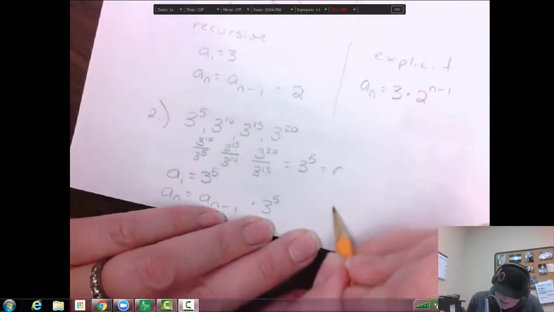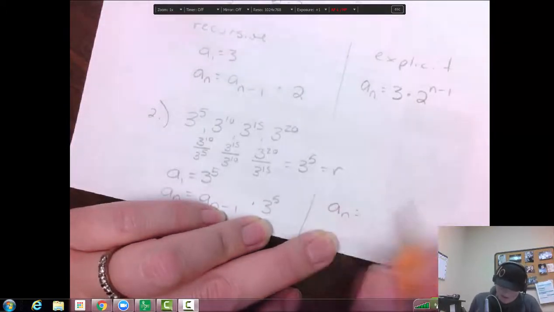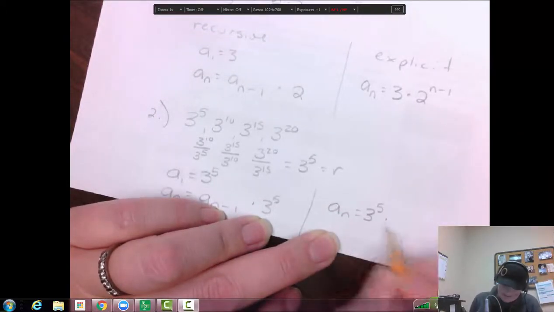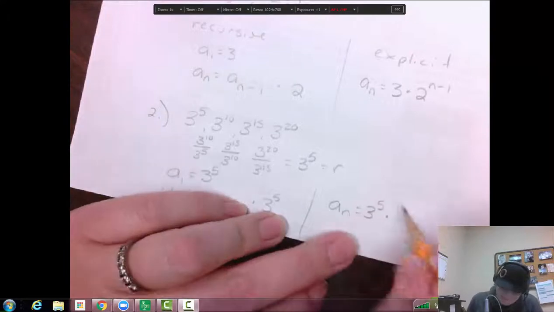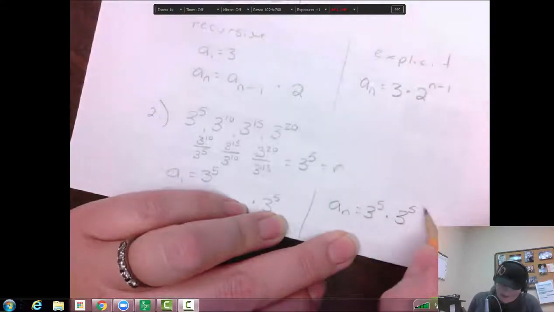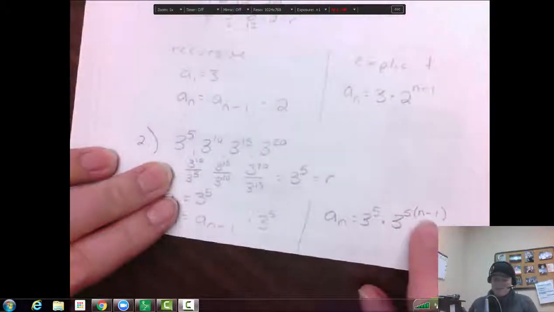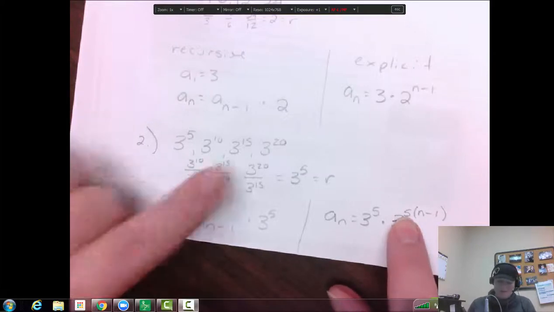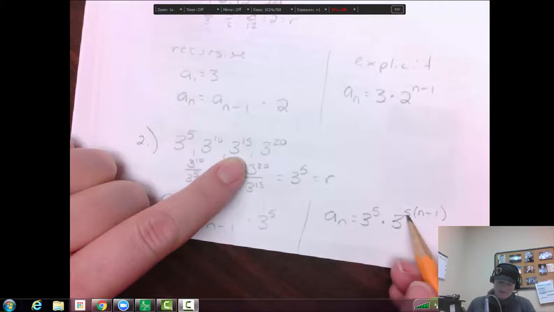Okay, so our a sub n for the explicit would be our first term, which was 3 to the 5th, times our ratio 3 to the 5th, and then it's going to be n minus 1 up here. So let's see if we did this right with the n minus 1 times the 5. We want this third term. So 3 minus 1 is going to give you 2. 2 times 5 is 10.